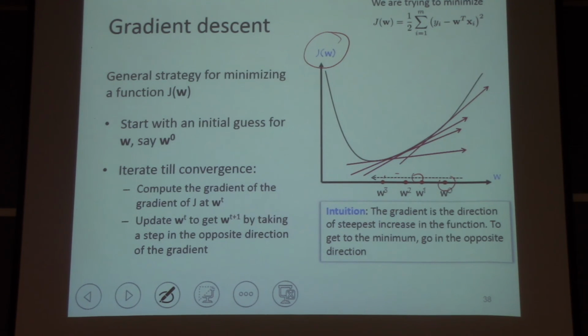Is this J guaranteed not to change? Is it going to have multiple minima? You've seen this before. So this function that I wrote in the previous slide does not have multiple minima. In general, we have no such guarantees. In general, gradient descent will take you to a local minimum.